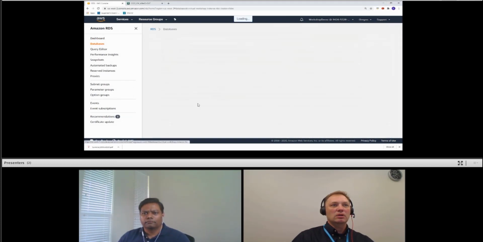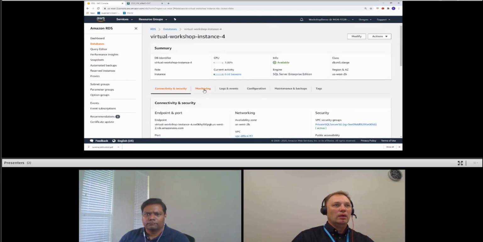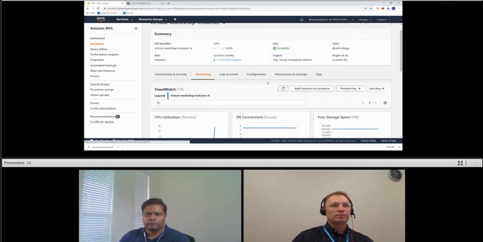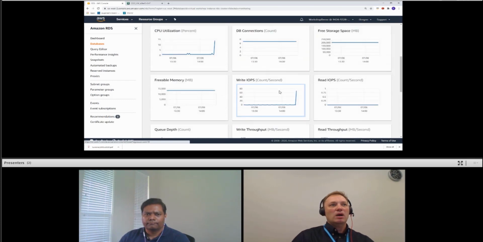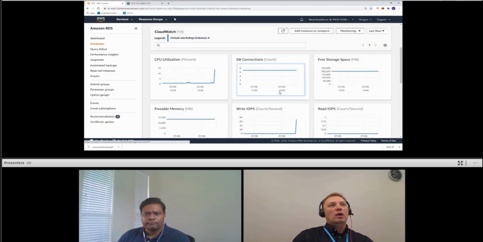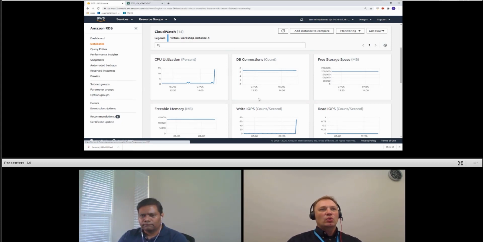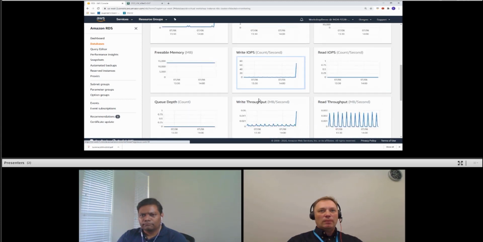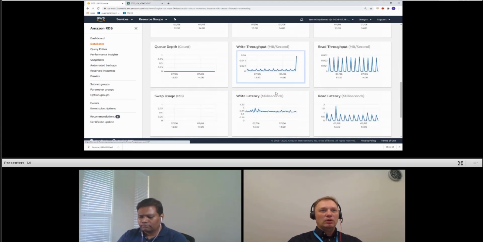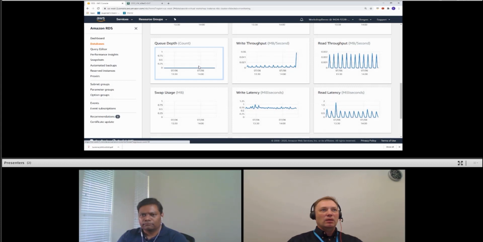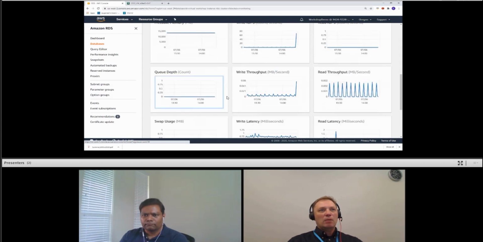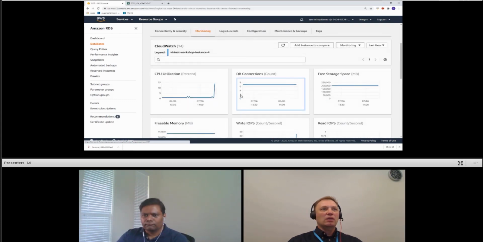Let's go click on instance 4. And let's click on monitoring. Here on monitoring, you see a few metrics. It's important to remember that CloudWatch metrics are hypervisor level metrics. So you can play with this. You can take a look yourself, and as soon as our workload ramps up, we will see these charts spiking up.